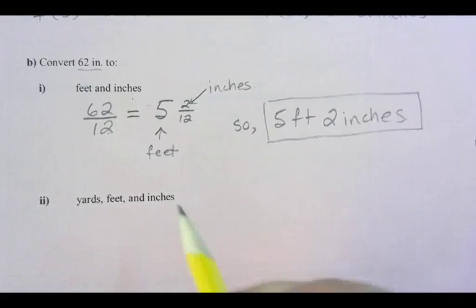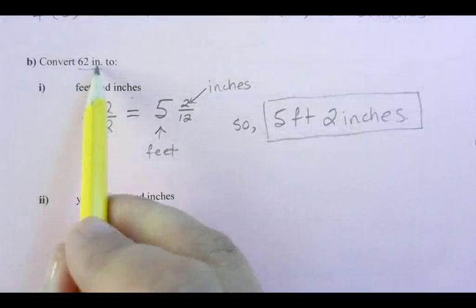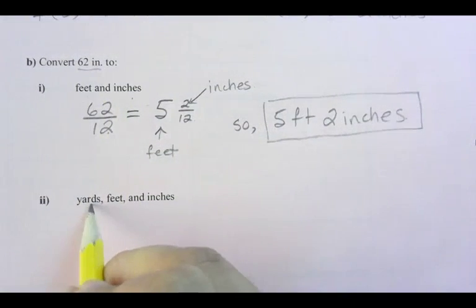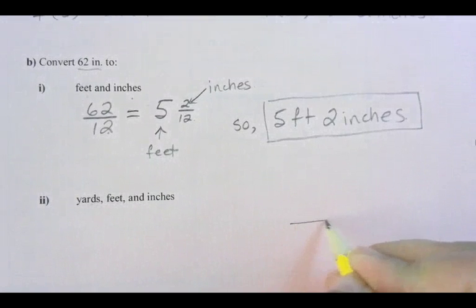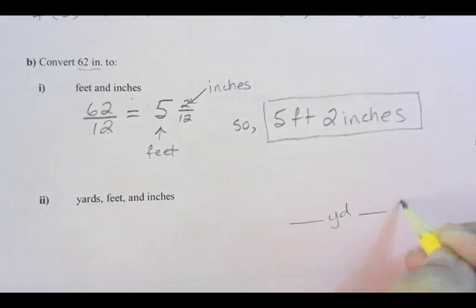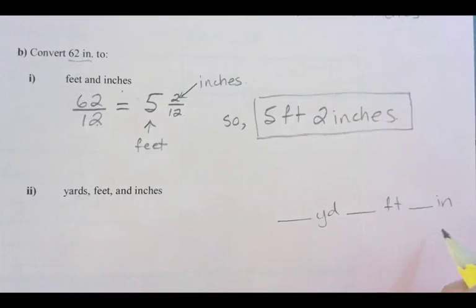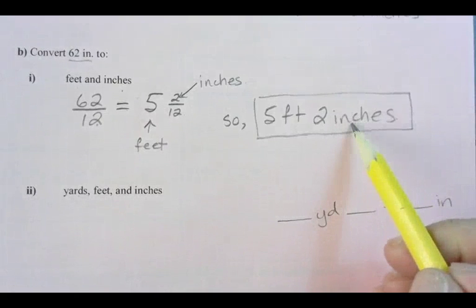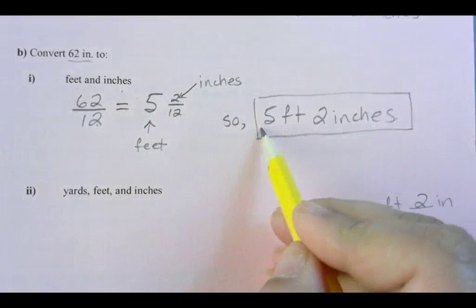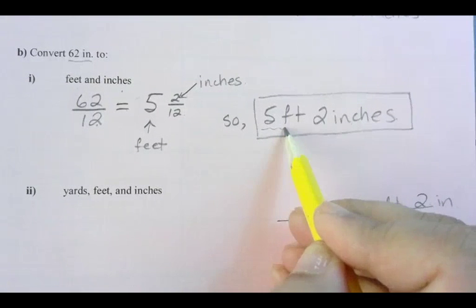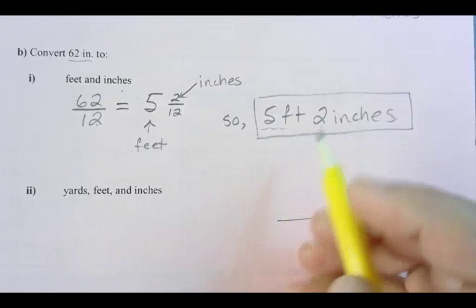Now let's do the same. How do I convert 62 inches so that it's in yards, feet, and inches? So I want the answer to have yards, feet, and inches, all together. Now so far I've got inches, right? I can just work from here. So I've got 2 inches, but then can I figure out how many yards are in 5 feet?